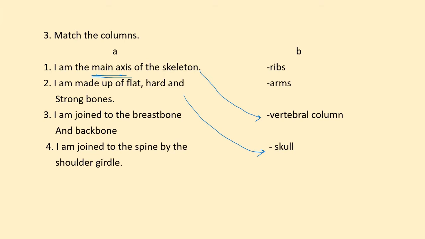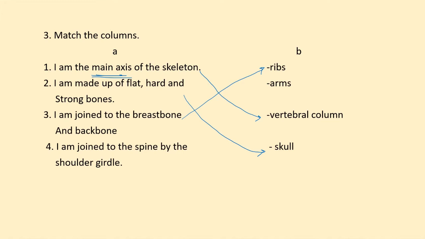Third, I'm joined to the breastbone and backbones. So ribs are joined to the backbones and breastbones. There are two floating pairs of ribs which are not joined to the breastbone. They are called floating ribs. The other ones are joined to the spinal cord as well as to the breastbone.